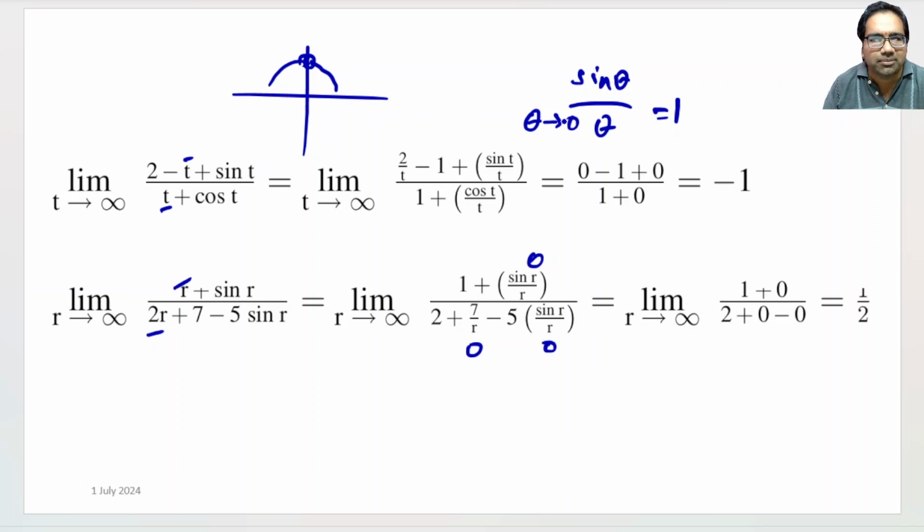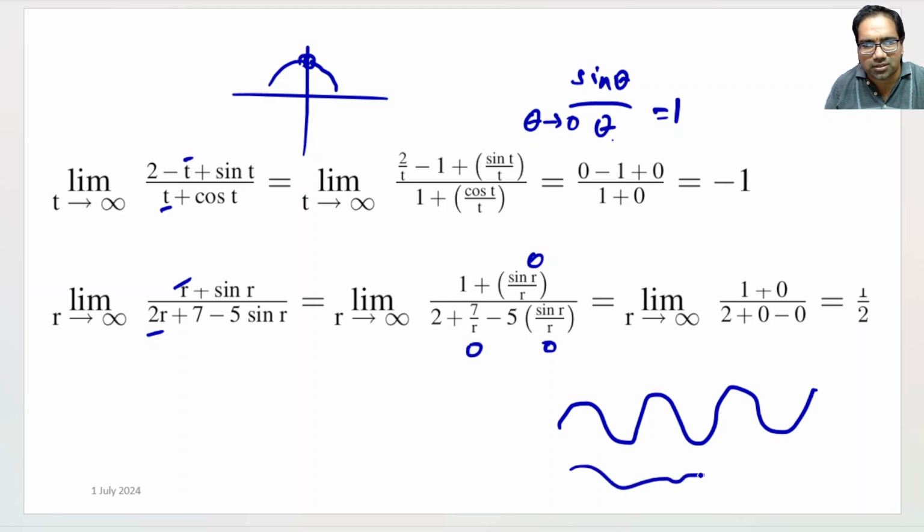But whereas sin theta by theta, when theta approaches infinity, what does that mean? Sin theta is always in this range and the denominator keeps increasing. So the graph will become smaller and smaller, and it will keep approaching this x-axis. Originally sin theta will always be in the range, and when you are increasing the denominator, this width keeps getting smaller and smaller. So in the end, it will approach the x-axis only.